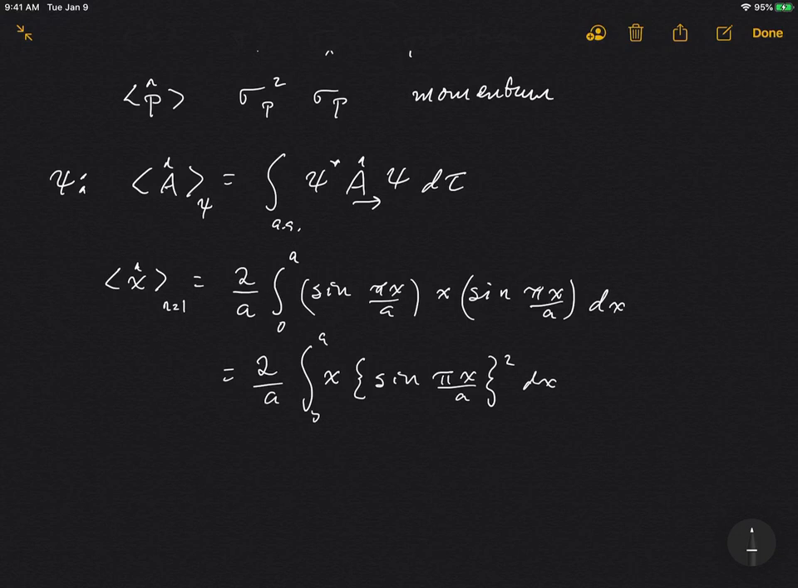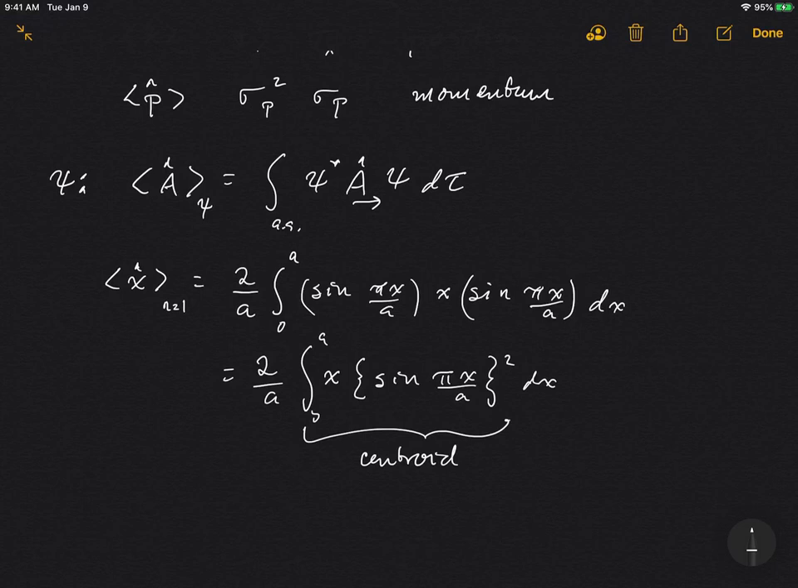So if you have x times some function of x, and you have an integral over that whole x times a function of x, that integral is going to give you the centroid, or center of mass. And indeed, there's a deep relationship between the expectation value and the centroid of the probability density. And then the question is, we know what this function looks like. We know what sine pi x over a looks like, and the square of it's going to look somewhat similar.